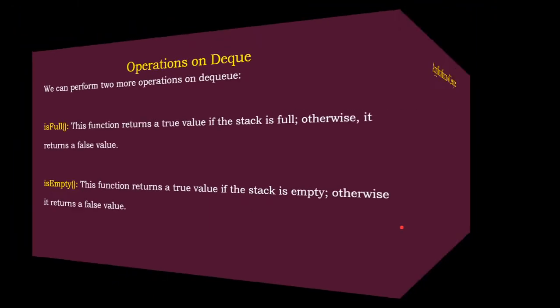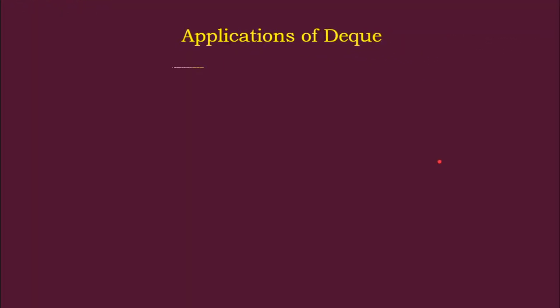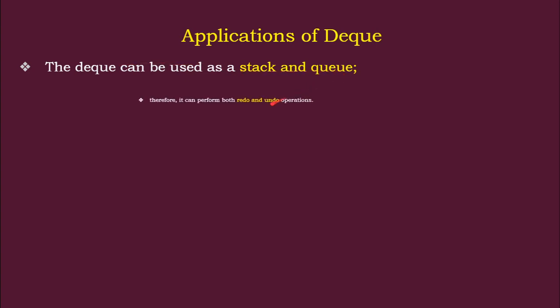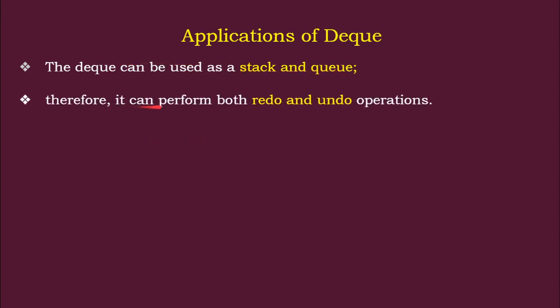Actually, when you use the term DQ, it can be used as both a queue as well as a stack. Let us see some applications of DQ. The DQ can be used as a stack and a queue. That means stack nature is last in first out and queue nature is first in first out. That means we can use the DQ both as a stack as well as a queue. Therefore, both redo and undo operations can be performed.